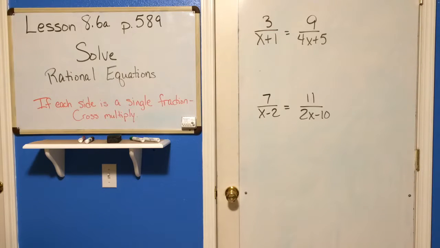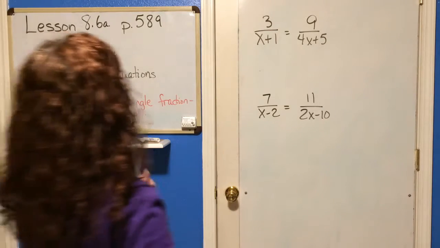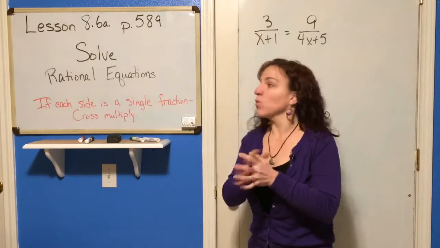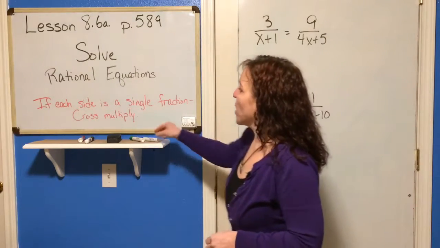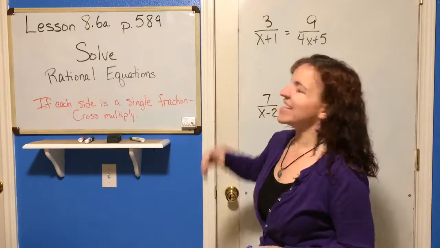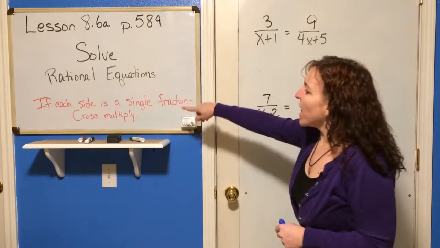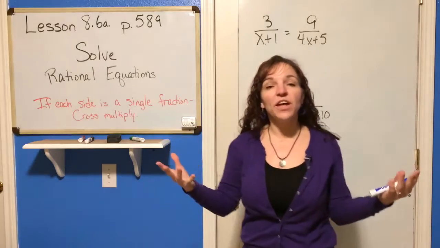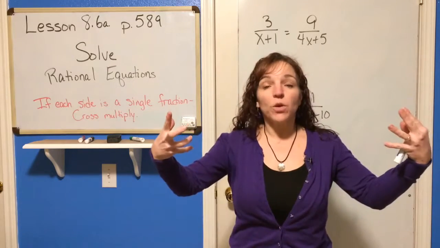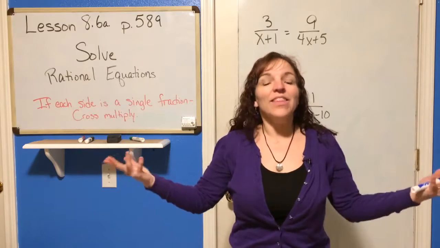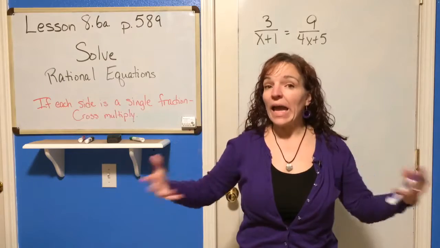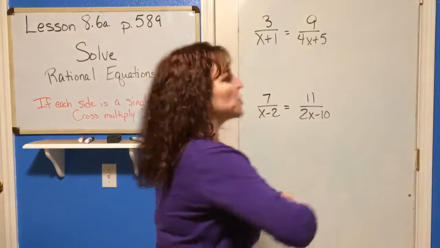The first half of section 8.6 is solving rational equations, and actually both sections are going to be solving rational equations, but today is going to be really quick and simple. If each side is a single fraction, then we just cross multiply. If both sides of your equation are just a fraction, then that's a proportion and you can simply cross multiply and then you've got an equation. So let's just do a couple.